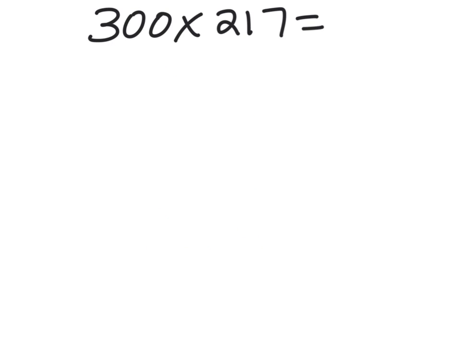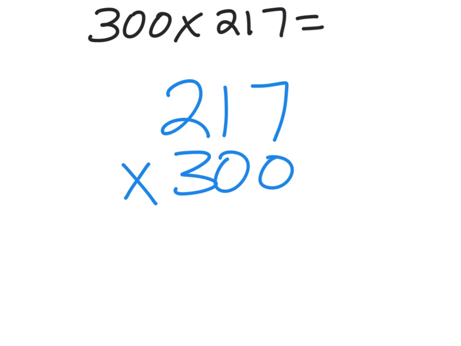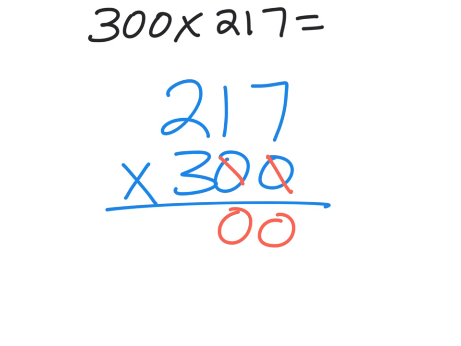Again, 300 times 217. Oh my gosh, 300 is bigger, but I have 2 zeros in 300, so I'm going to put that on the bottom. Again, I'm going to write 217 on the top, the number with 3 digits that aren't zeros, times 300. Okay? Zeros trick, 2 zeros, put those 2 zeros in the answer. Now look what I have. Now I only have 3 times 7, 3 times 1, and 3 times 2 to do.